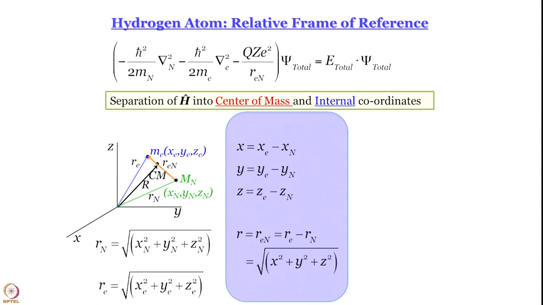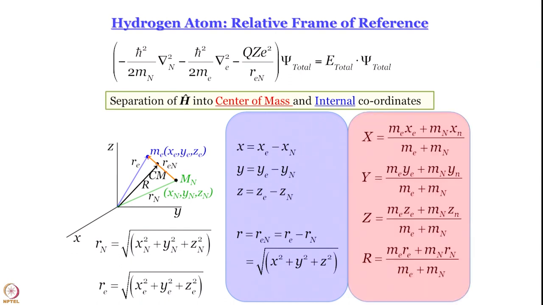And this r is R_en, that is R_e minus R_n. Do not forget that when you do the vector sum, you get root over x square plus y square plus z square. So, these are the internal coordinates and these are the center of mass coordinates. This is once again a very standard technique of rotational dynamics from classical physics, when you invariably have to separate translation from rotation. Lots of kinds of motion can take place at the same time, but you have to separate each kind of motion, otherwise you cannot really formulate your problem. So, capital X, capital Y, capital Z denote the mass weighted position coordinates of the center of mass, and capital R is also for the center of mass.